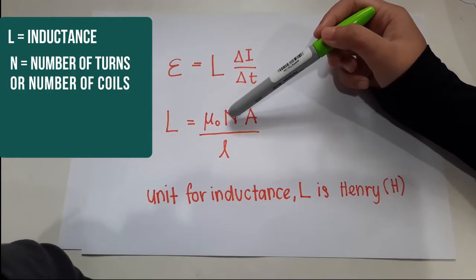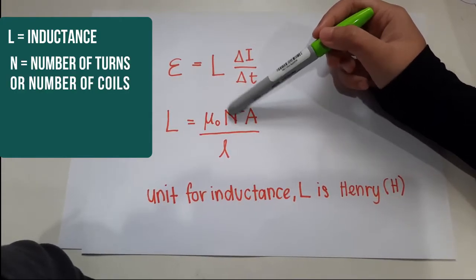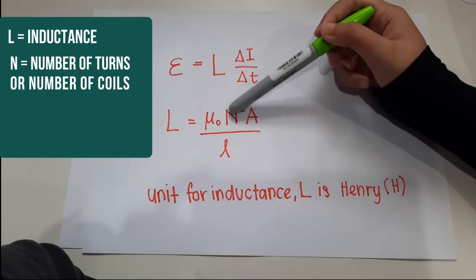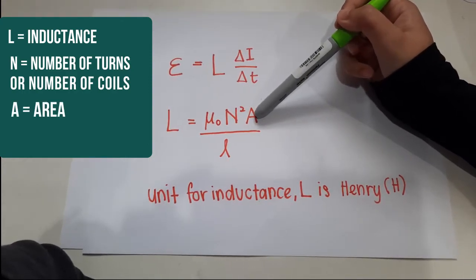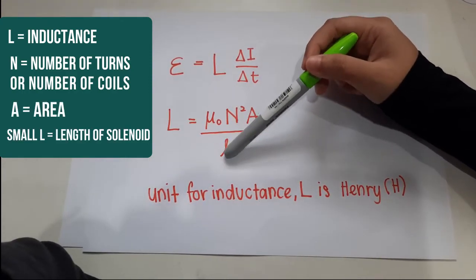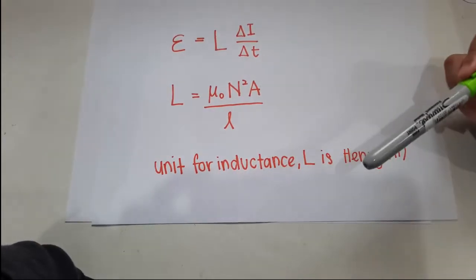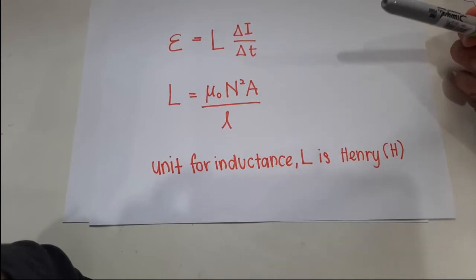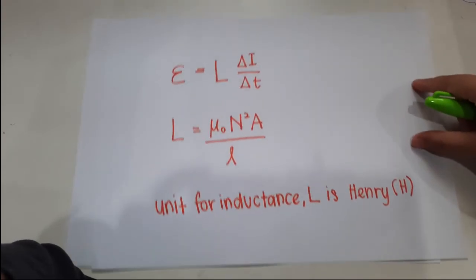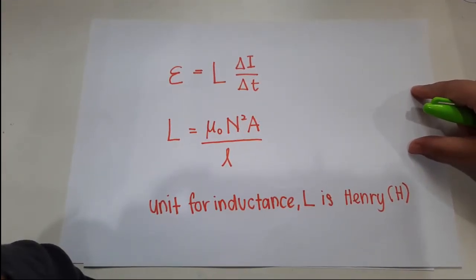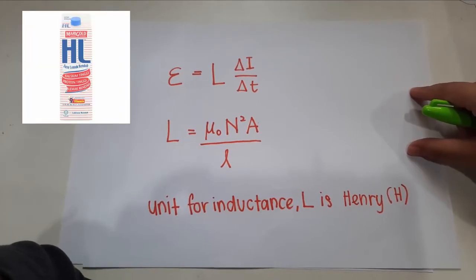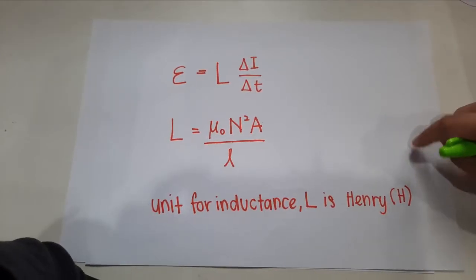N squared, where N is the number of turns or the number of coils. A is the area, and the small l is the length of the solenoid. So the unit for inductance, L, is Henry, H. A very easy way to remember is HL. Remember the milk, HL, and you'll definitely remember this one.